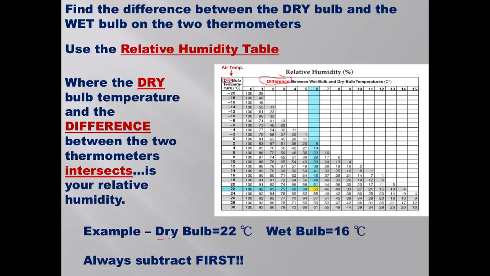So let's do this example. Dry bulb is 22. That would be right here, highlighted in blue. The wet bulb is 16. Now you'll note there is no 16 over here. I want the difference. So I'm going to do 22, writing with my mouse, it's not very easy, minus 16 gives me 6. So that's where I got this number from. And go straight down and straight over, and that's my answer.